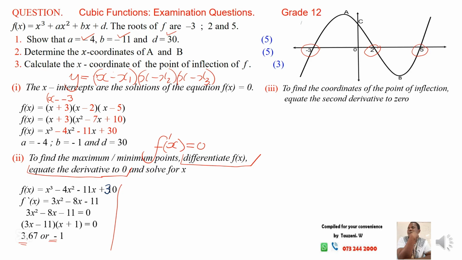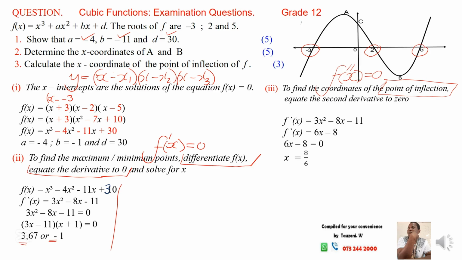My third question, to find the coordinates of the point of inflection, the second derivative is equal to 0. Once again, the point of inflection is the point at which the graph changes its concavity. So you differentiate your equation 2 times. The second derivative that you get, you equate it to 0 and solve the equation for x. Once you get that answer, you can find the y value by substituting into the original function.